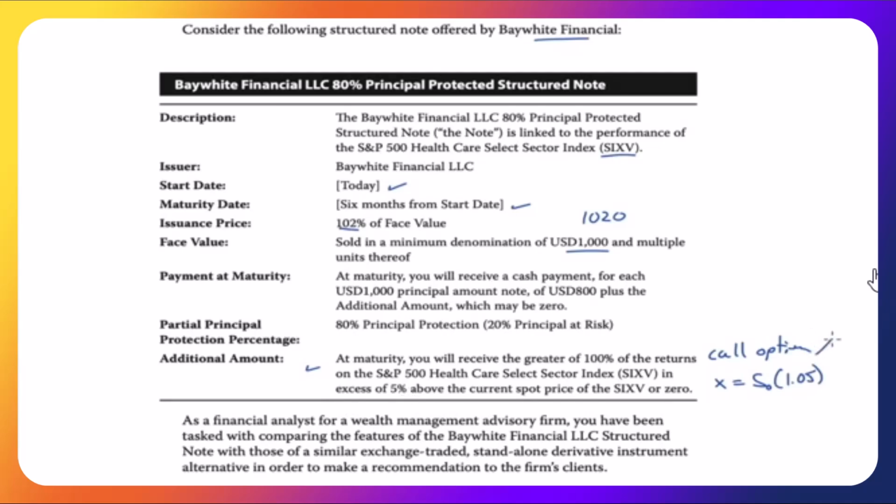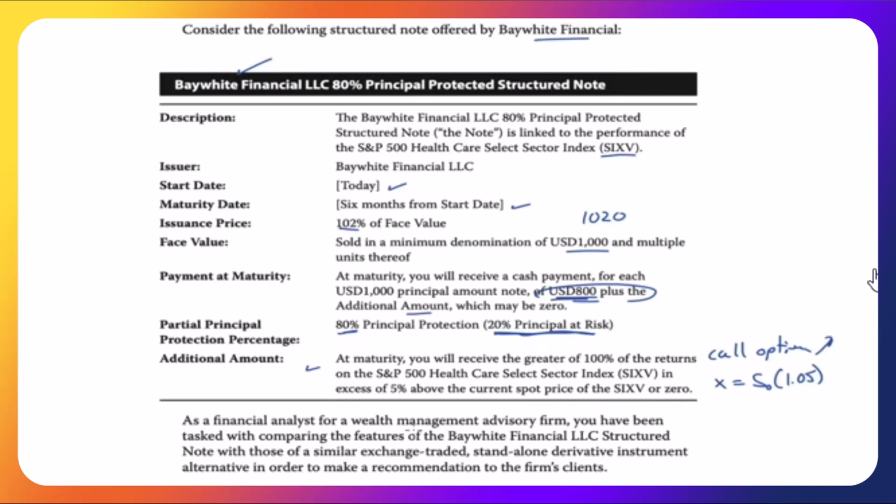So you will receive all the gains above that strike price, but you're only 80% principal protected, 20% principal at risk. Well, when it says 20% principal at risk, you still got to get, it says here you're going to get 800 plus the additional amount. You still got to get that from Bay White. So your credit risk is the whole thing. Even though it says you only have 20% principal at risk, you still got to get your original principal back. So you do have risk exposure from Bay White until you get paid.